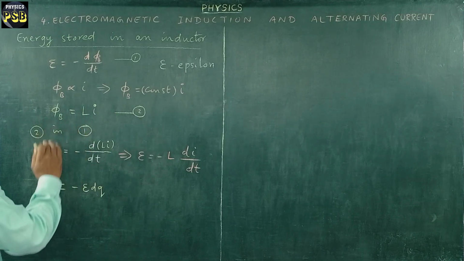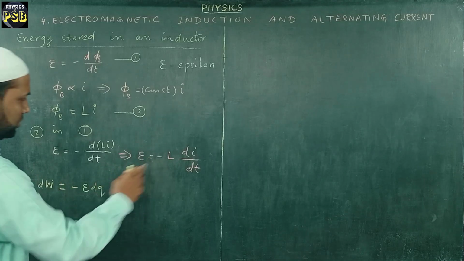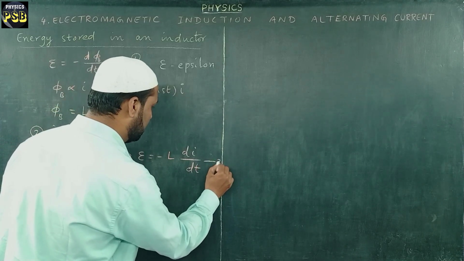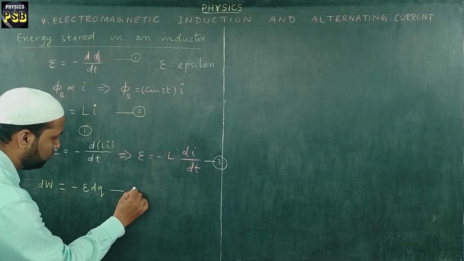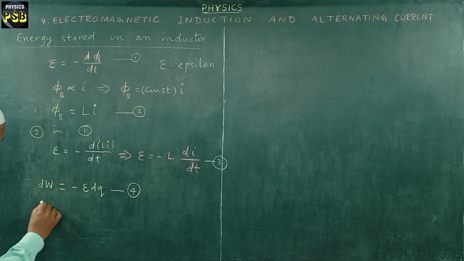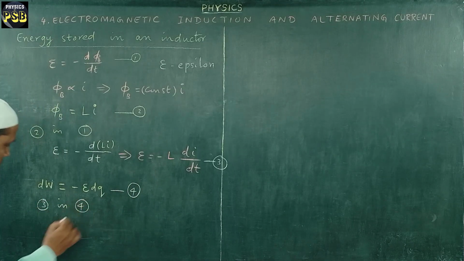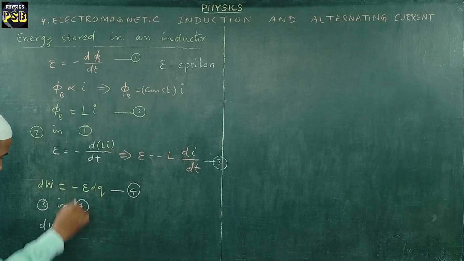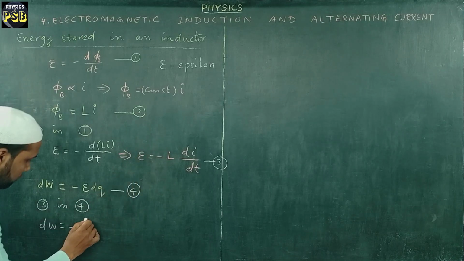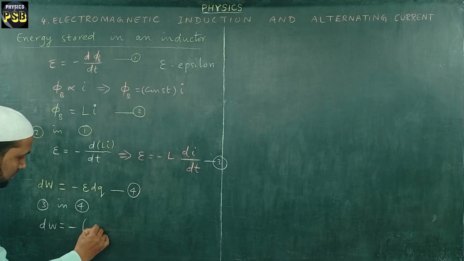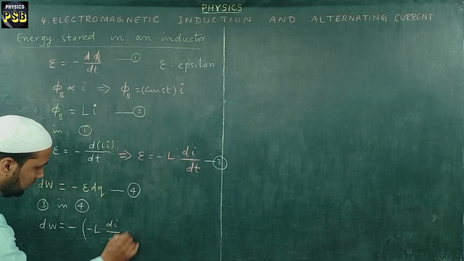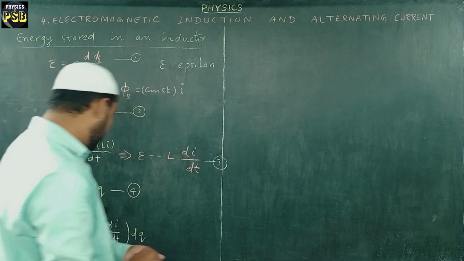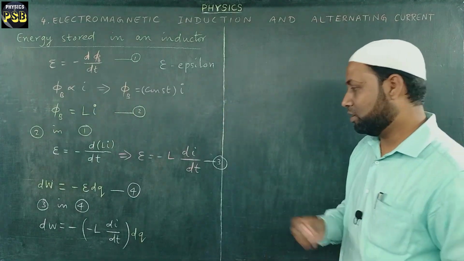We know the value of epsilon is given here. I name this equation as equation number 3 for my convenience, and this one is 4. Now I am going to substitute 3 in 4. So what will I get? I get the value of dW to be equal to, already I have a minus here, and one more minus from equation number 3, minus L di upon dt, multiplied with dq.